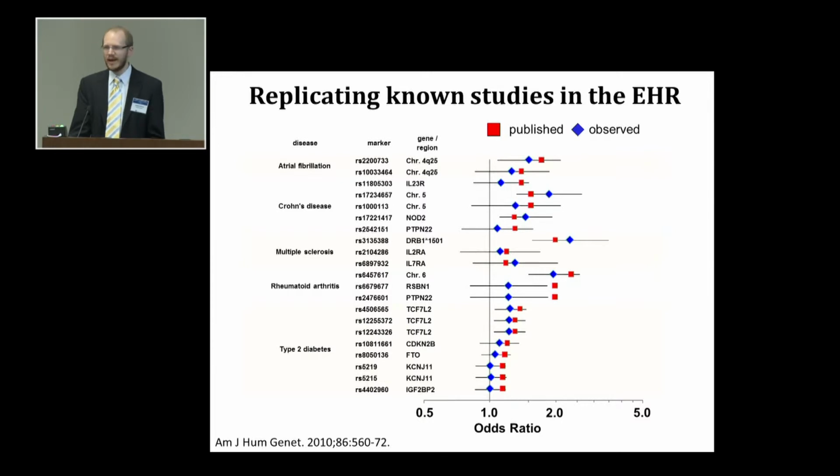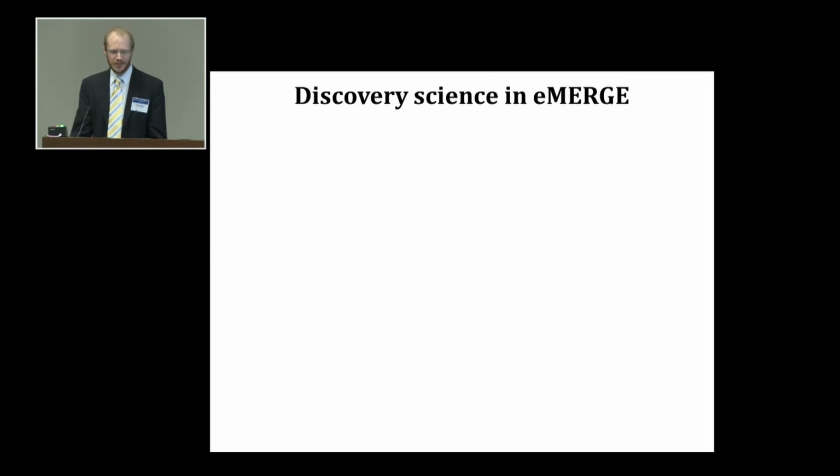So we took this to mean in this early study that we could replicate findings, and there are many more of these kinds of studies that have come out. I'm going to give you an example from eMERGE. At this point in eMERGE, it's 2010, each of the 5 sites in eMERGE 1 has genotyped about 3,000 to 4,000 patients for a given disease of interest.